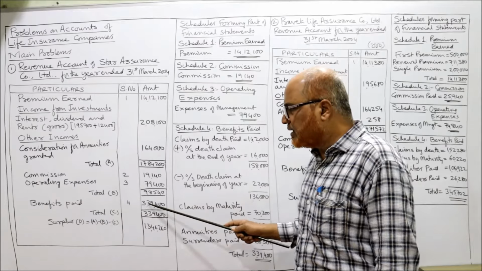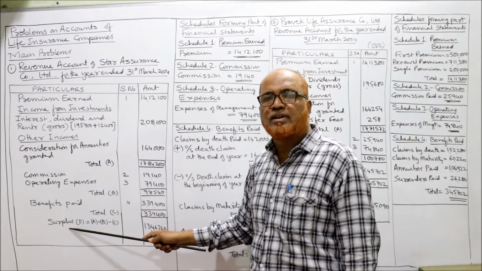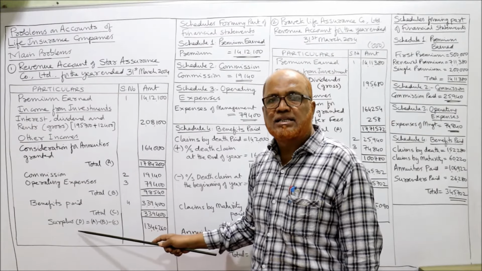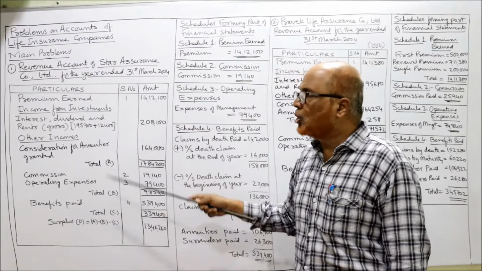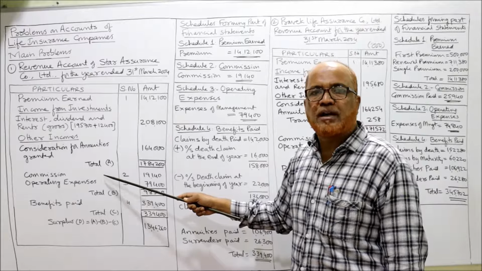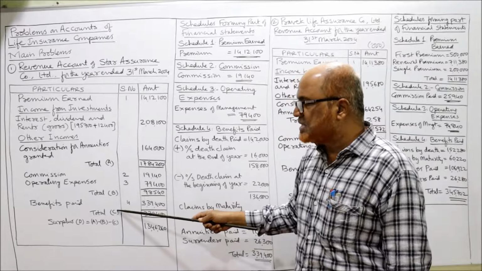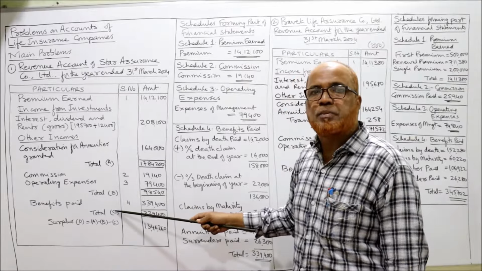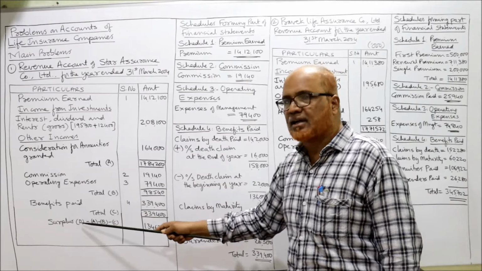Then only one item, benefits paid. Take the total, C. Then surplus, we denote it as D, and D is nothing but A minus B minus C. So from the total of income we subtract the total of expenditure. Expenditure is in two items, B as well as C. B and C both are expenditure. A is the income. So A minus B minus C will give the surplus.